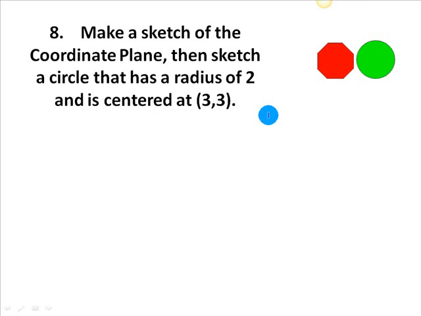Make a sketch of the Cartesian coordinate plane, then sketch a circle that has a radius of 2 and is centered at the ordered pair 3, 3. Click on the stop sign. Okay, let's see how you did.